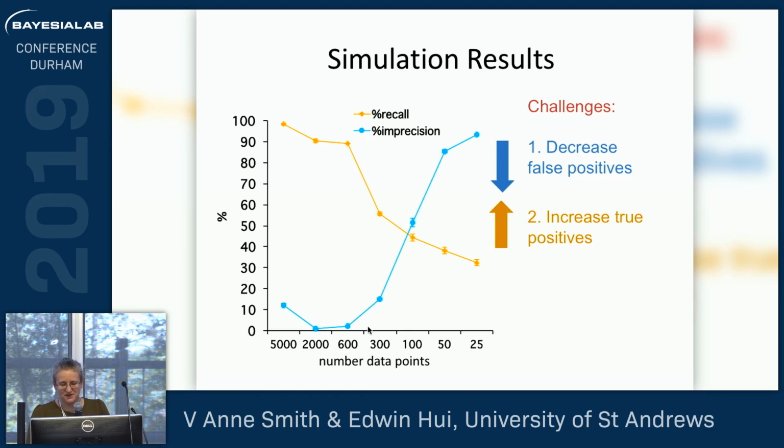And we did some simulation work looking at the recall, so the amount of a network recovered, and the imprecision, which would be the amount of the answer that we got that was wrong. And you can see in these low, biologically realistic data amounts, we were getting really bad network structures. And so I'm going to talk to you about this challenge here, decreasing the false positives.